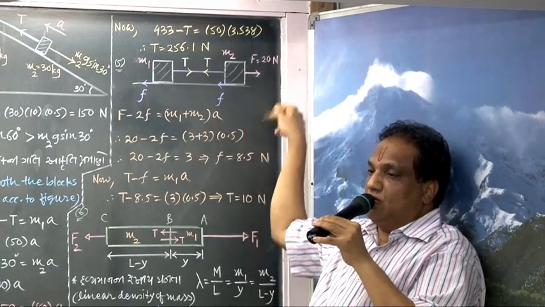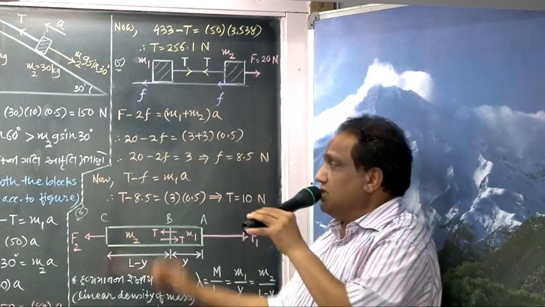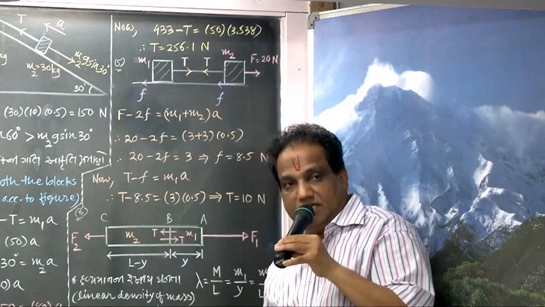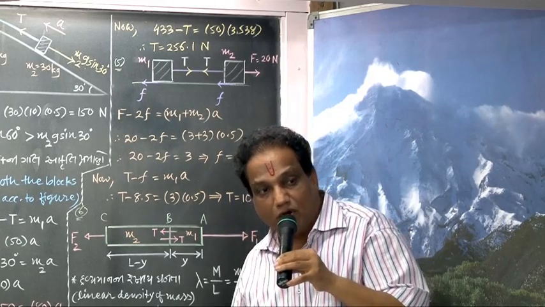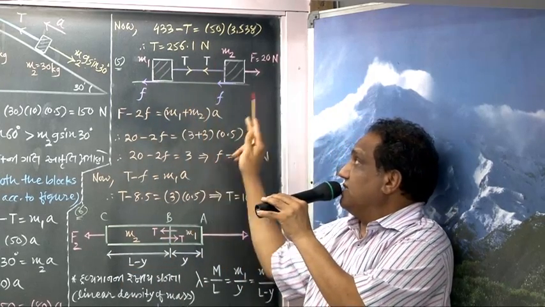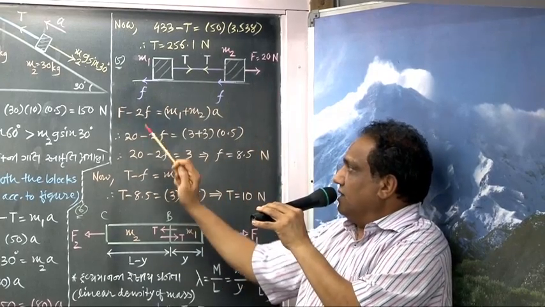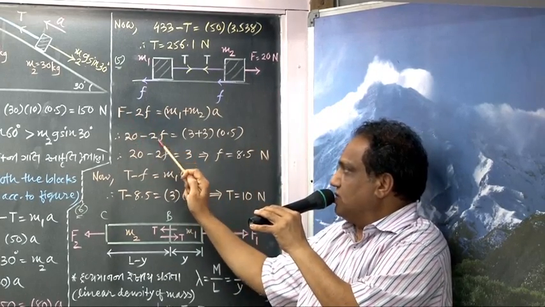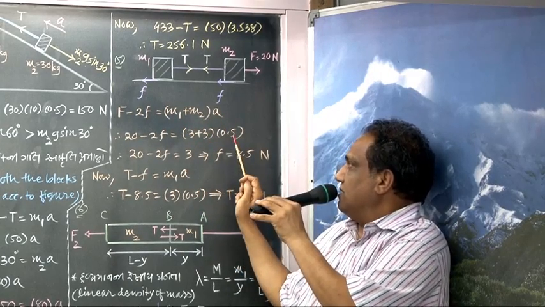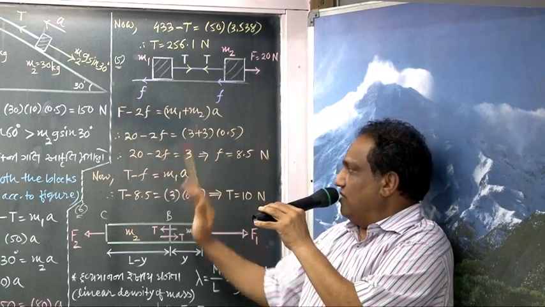When you are considering the whole system, these two are constituent particles. So these two forces will be internal forces. Internal forces are equal in magnitude, opposite in direction. So when you are talking about the motion of the entire system, you should not consider any internal force. Fine. Now this F is given as 20 minus 2f. M1 is 3 kg, M2 is also 3 kg. Acceleration is given in the statement as 0.5 meter per second square. And now find out 2f.